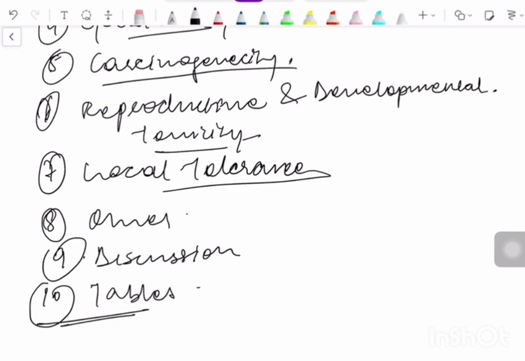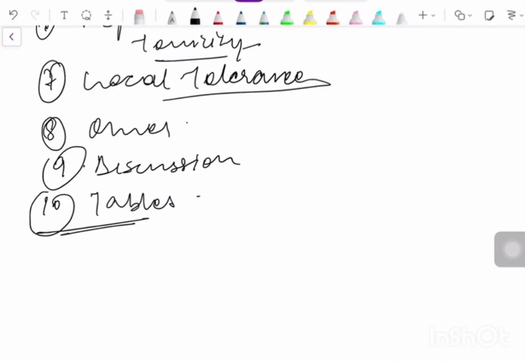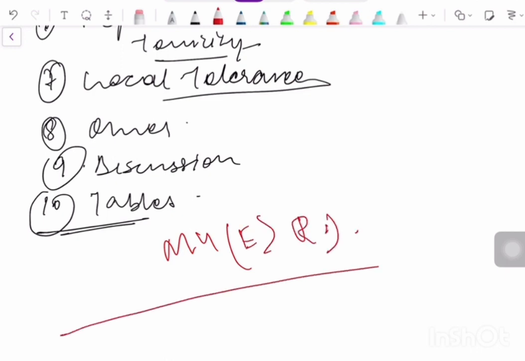So this was all about the safety part of it. In the next video we'll discuss the efficacy one, that is M4E. So we'll discuss that efficacy one.